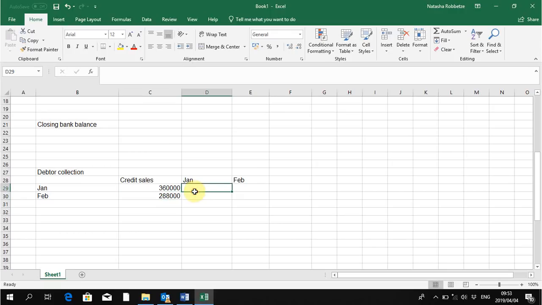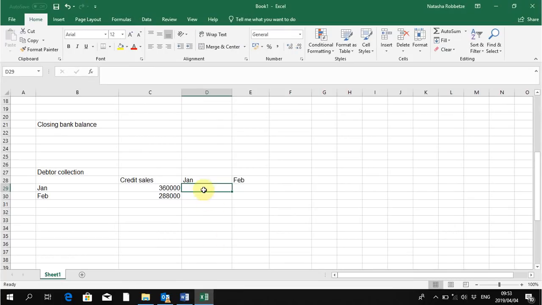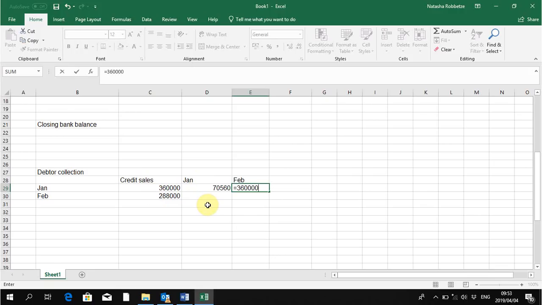Right, now I need to follow the sequence. They say in the first month they pay 20% and they get a 2% discount. So for January, of the 360,000, the debtors will pay, we will receive 20%, and we will give them a discount of 2%. For February, we will collect 30% of the 360,000. We will not have any collections in February from the February sales in January, because the sale only took place to the debtor in February. The debtor will not already pay in January.